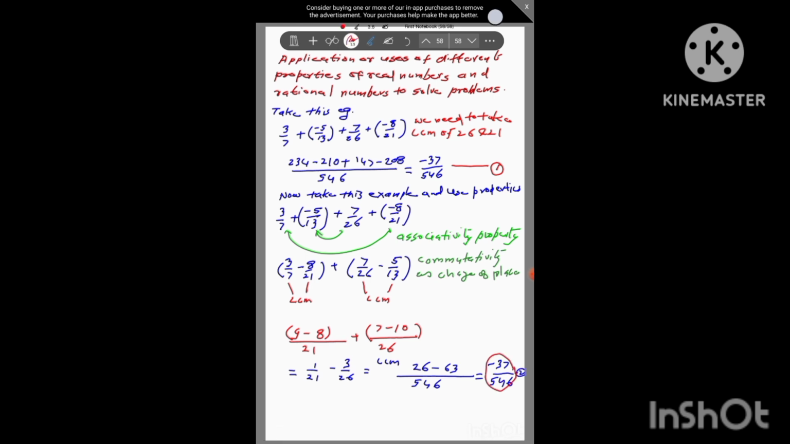That is same. See, this answer matches with this answer, but in the second method, using the properties makes it very simple. That is why these properties are made and they are used in this. So try to solve the problems on this yourself.